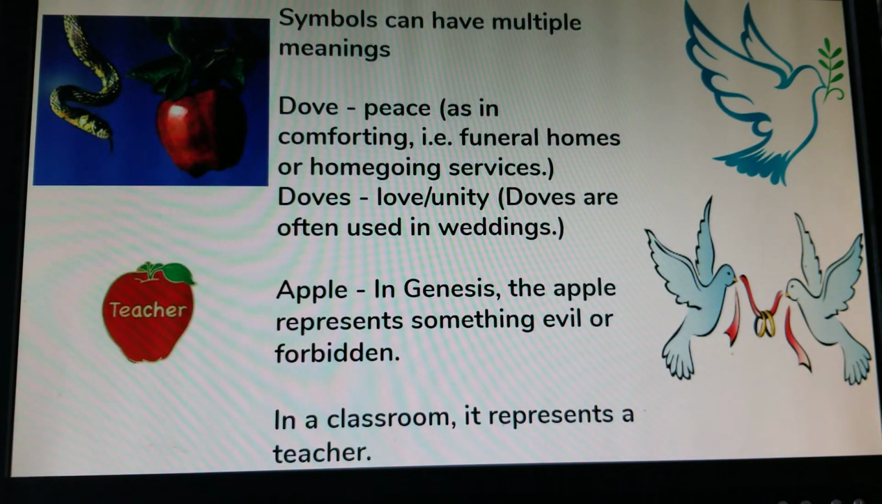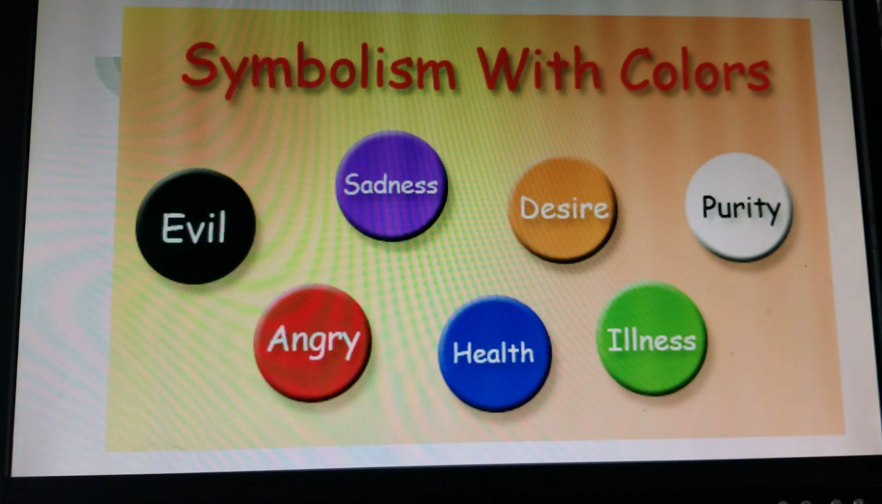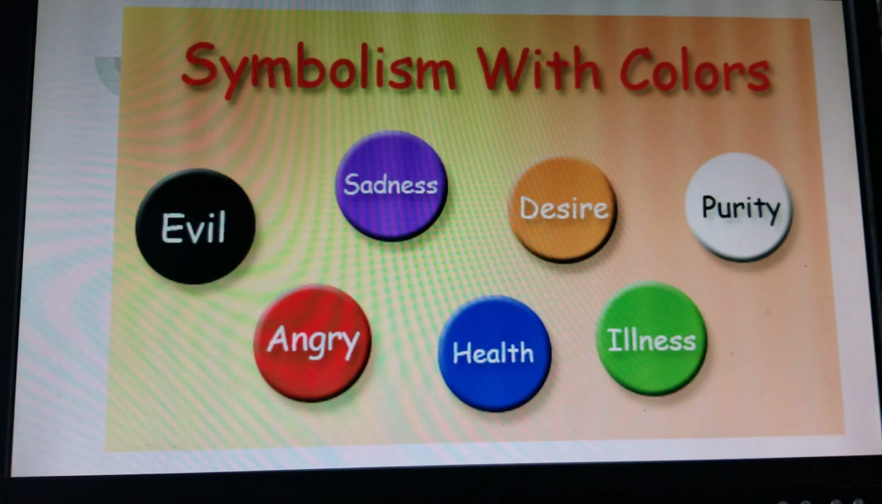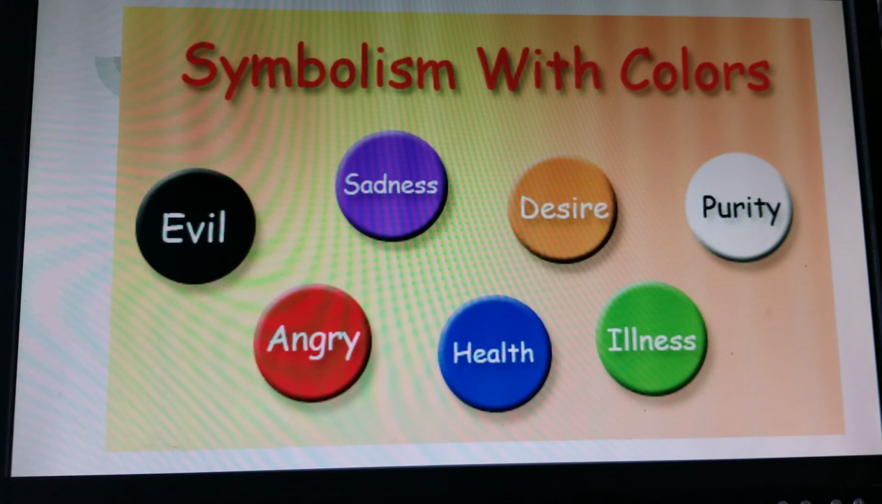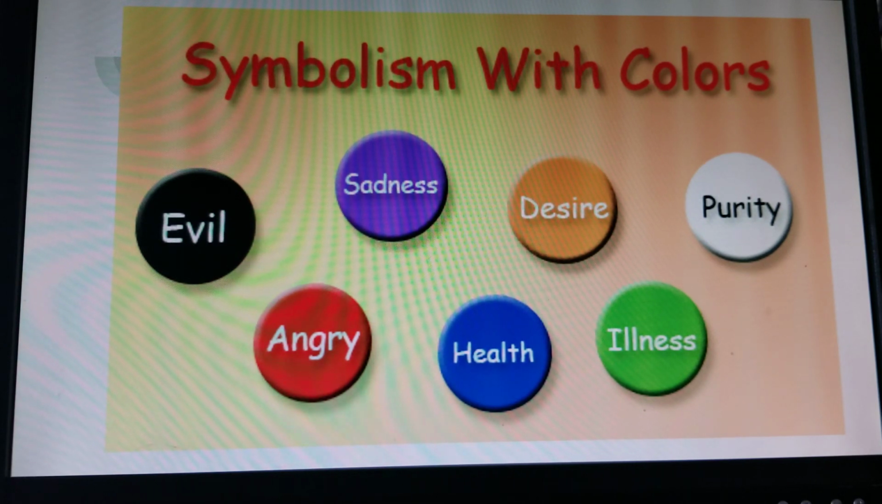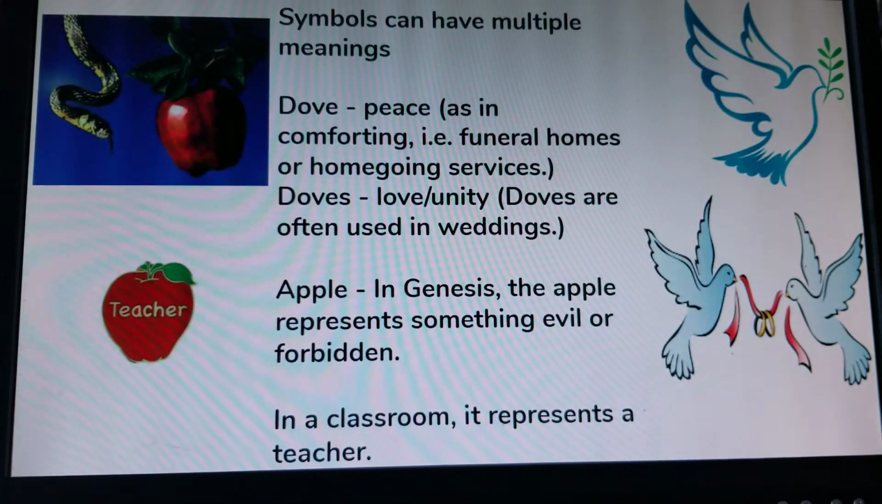Symbols can have multiple meanings. When you look at, let's go back to the color, not always is black going to represent evil, and not always is white going to represent purity. Oftentimes these are the colors that are associated with these things, but sometimes there is a double meaning or multiple meanings to one thing.